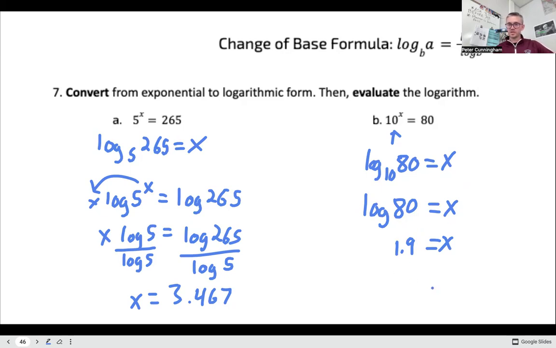But if you're trying to test these, is 10 to the power of 1.9 equal to 80? Well, I know 10 to the power of 2 is 100. 10 to the power of 1 is 10, right? So I at least know I'm in the ballpark where I should be, and that answer makes sense. If you get something that doesn't make sense, plug it back in and see if it works.